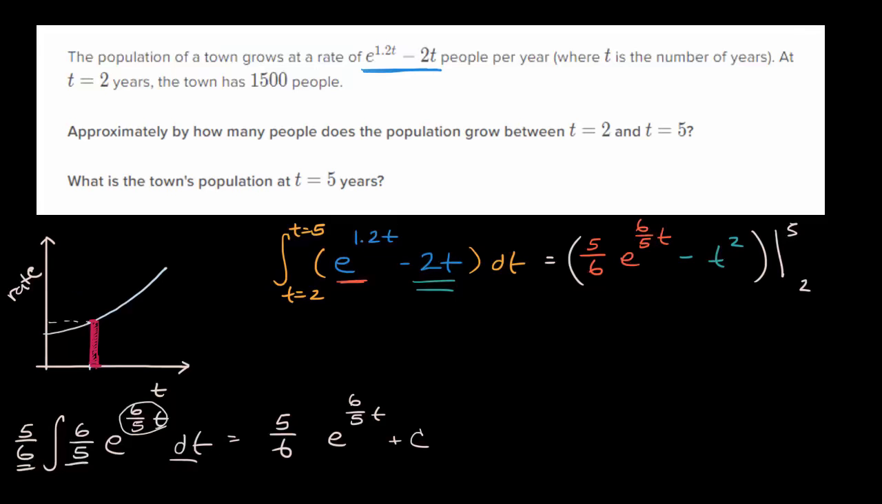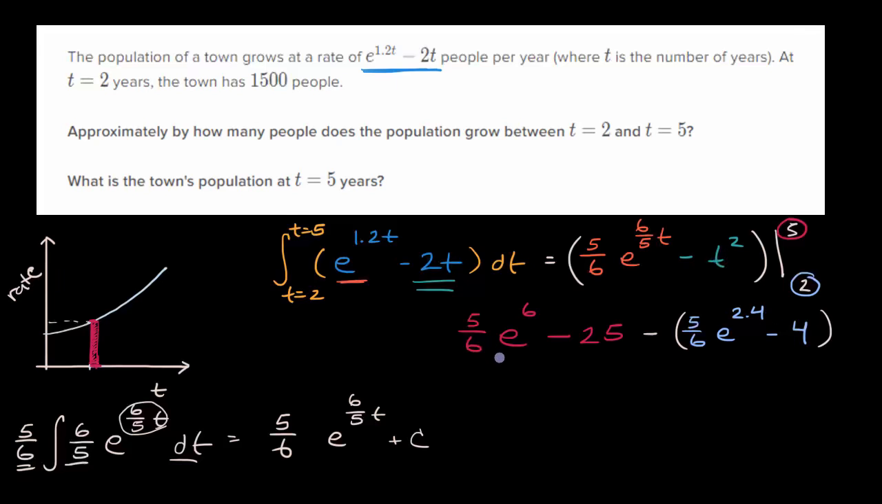Let me color code this a little bit. When t is equal to 5, you get 5/6 times e to the 6/5 times 5, which is e to the 6th, minus 5 squared, so minus 25. And from that, I want to subtract. When we evaluate it at 2, we get 5/6 e to the 6/5 times 2, which is the same thing as 12/5, or we could say that's 2.4, minus 4. 2 squared is 4.